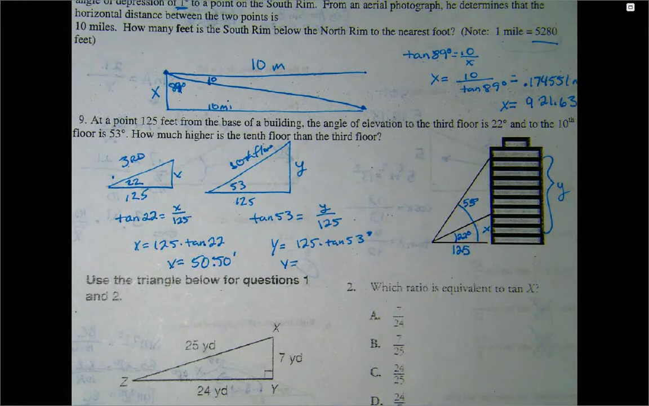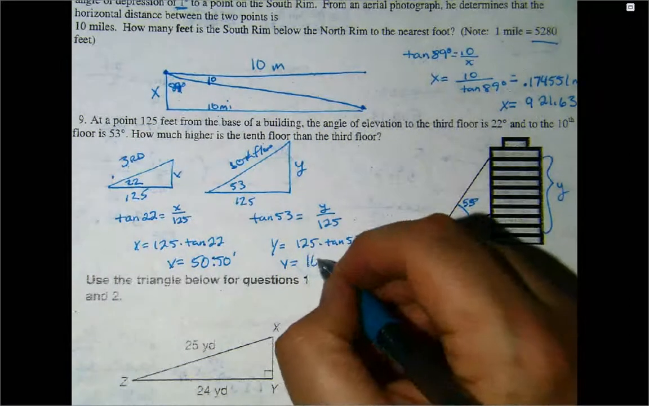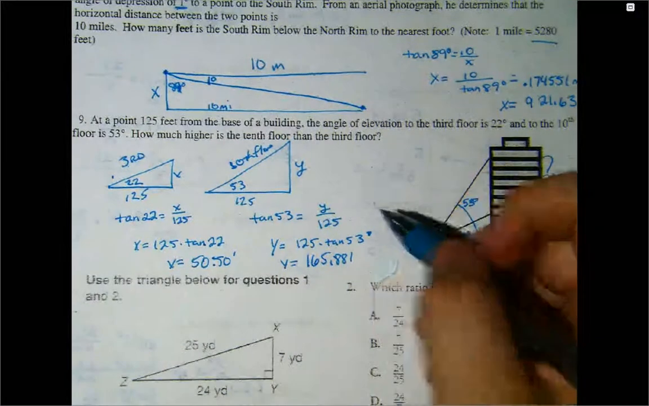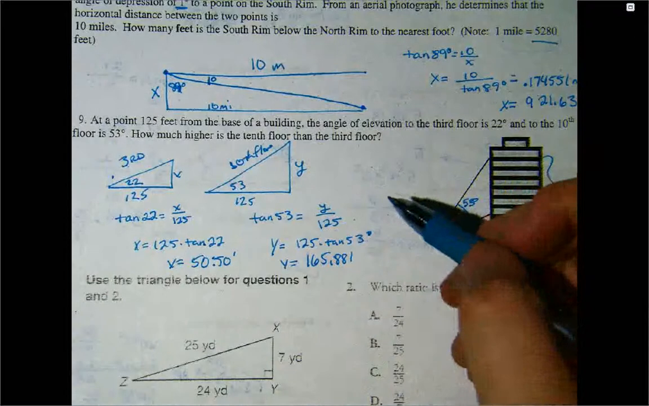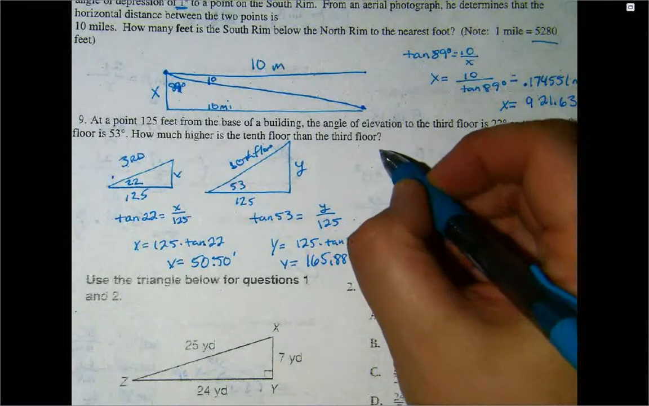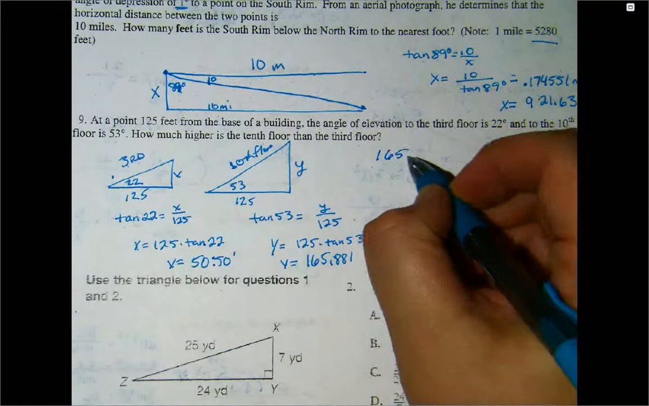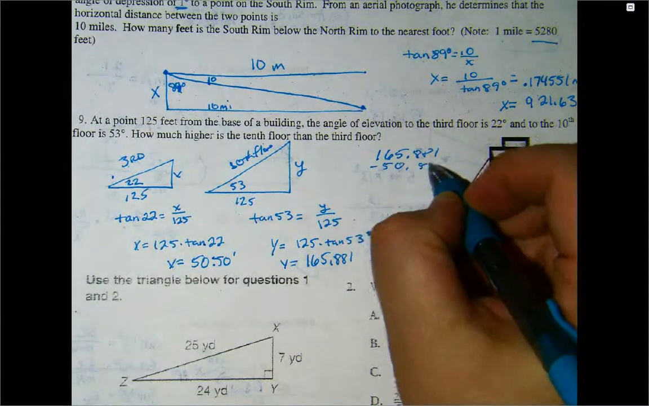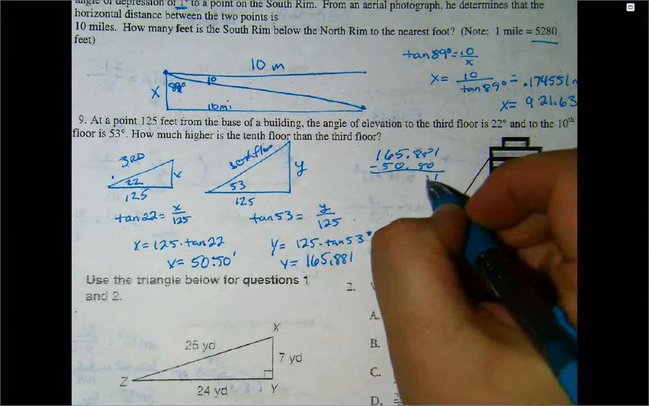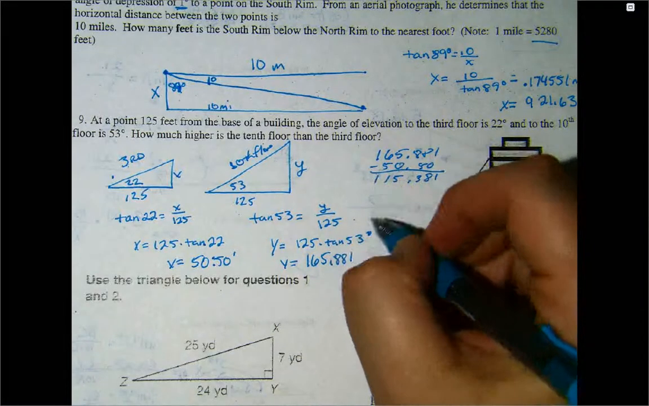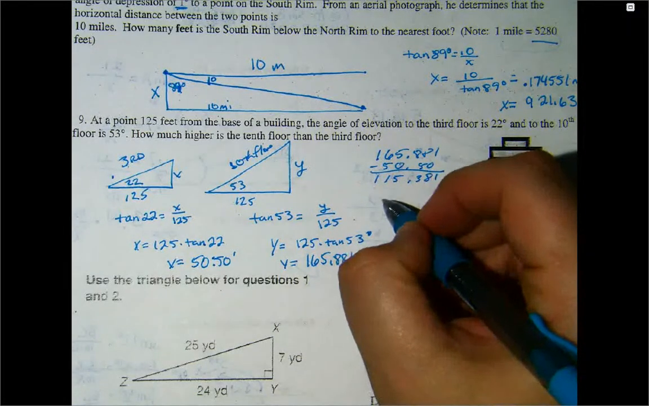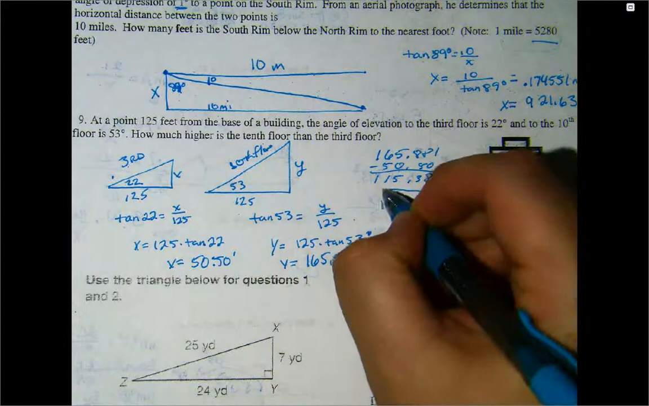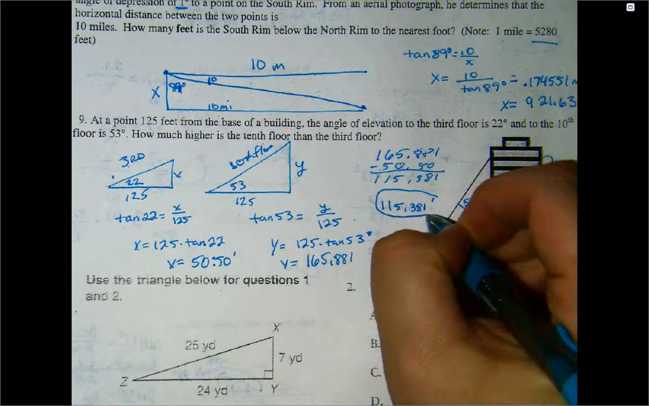Now, that's going to get me to the 10th floor, and it says, what's the difference? That's what I say, what's the difference? So 165.881 minus 50.50, 115.381. So there's your difference. 115.381 feet. That's the difference between the two of them. And it's in feet.